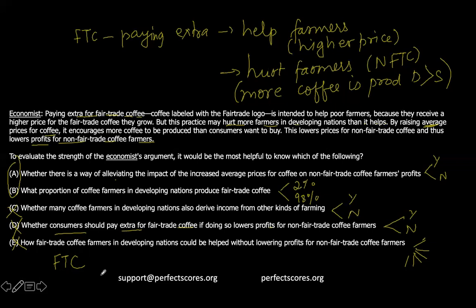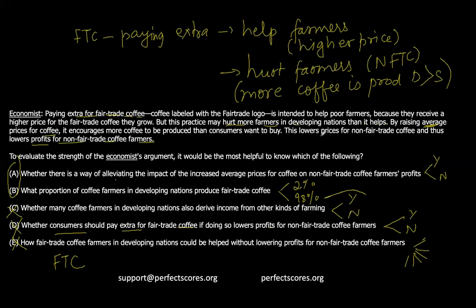B. Because of the proportion of farmers, if we know, then if more farmers are producing more coffee, then for excess coffee production, the prices of the coffee would be lower. And if there are less farmers producing, then there would still be a lot of demand for that.